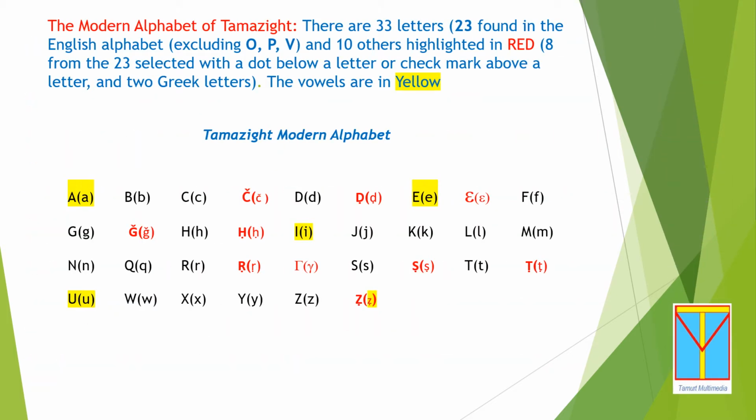The modern alphabet of Tamazight. There are 33 letters: 23 found in the English alphabet excluding O, P, and V, and 10 others highlighted in red. 8 are from the 23 selected, with a dot below a letter or a check mark above a letter, and 2 are Greek letters. The vowels are in yellow.